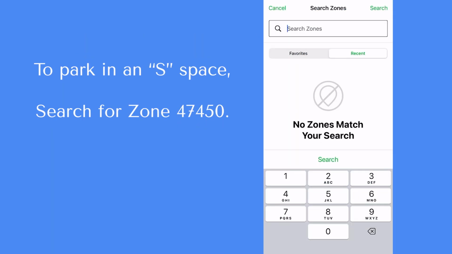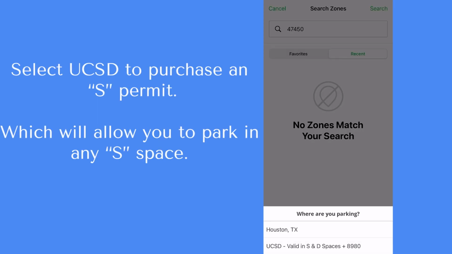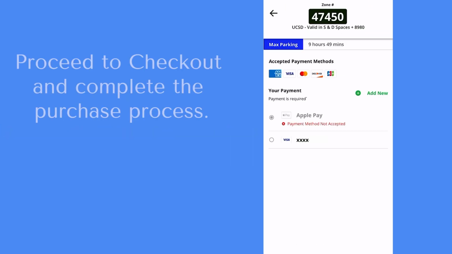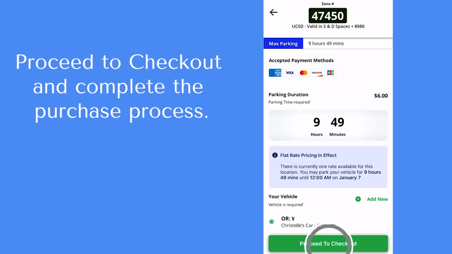To park in an S space, search for zone 47450. Select UCSD to purchase an S permit, which will allow you to park in any S space. Proceed to checkout and complete the purchase process.